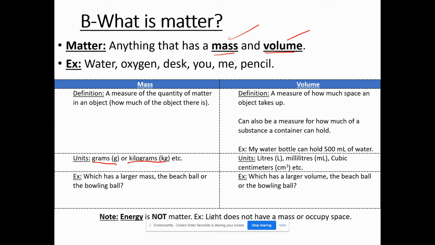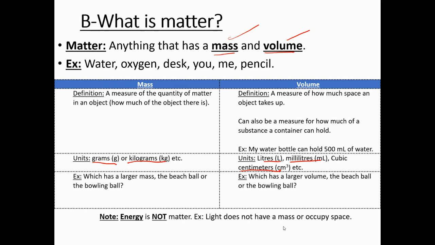So, for example, I have a water bottle and it can hold 500 milliliters of water. And so those are some different units of volume. We have liters, milliliters, cubic centimeters, for example. Those are just different units that we can use to measure how much space an object actually takes up.